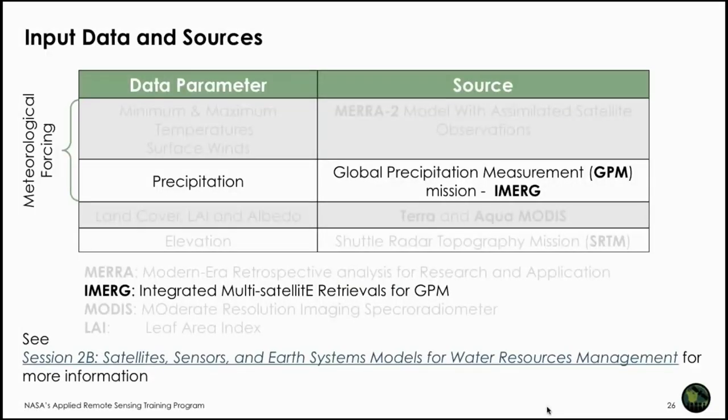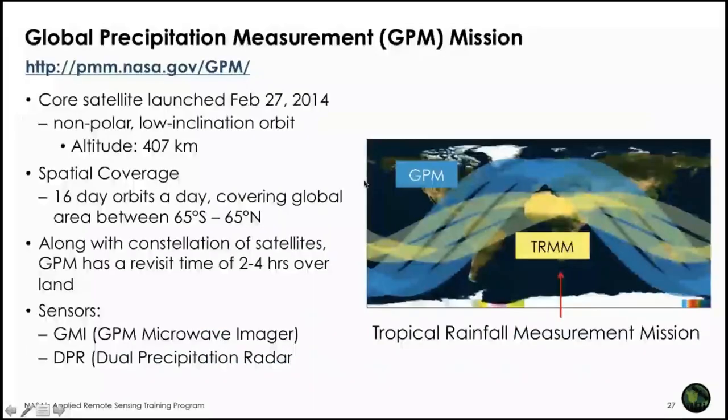So that brings us to the next parameter, that is precipitation. Again, you will find more information on this webinar, but briefly, the Global Precipitation Measurement Mission is a recent satellite launched in February 2014. But importantly, this is really a follow-up mission to a long-lasting mission, the Tropical Rainfall Measuring Mission, or TRMM. Have you heard of GPM and TRMM?